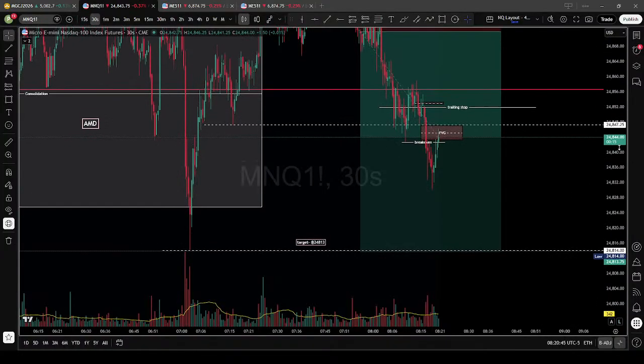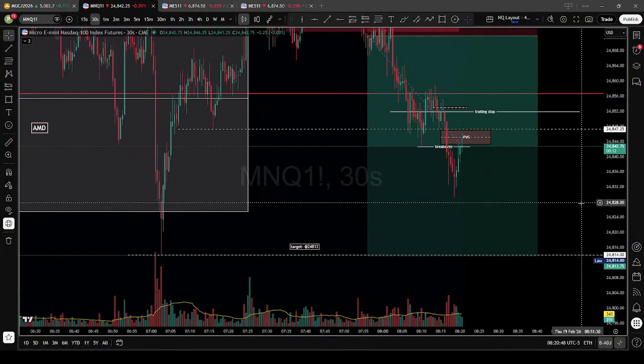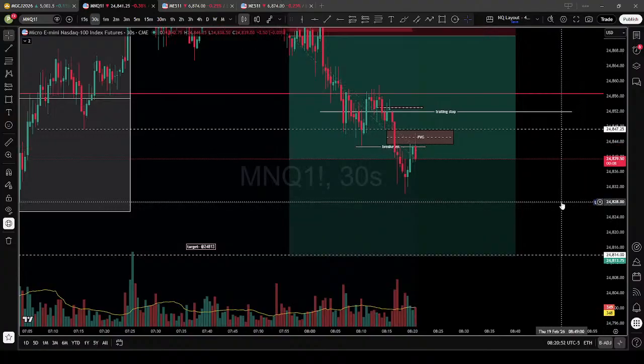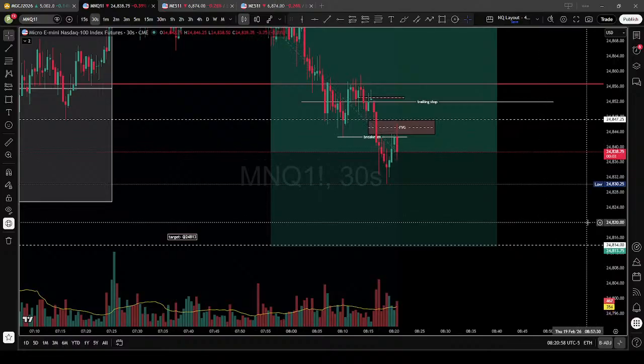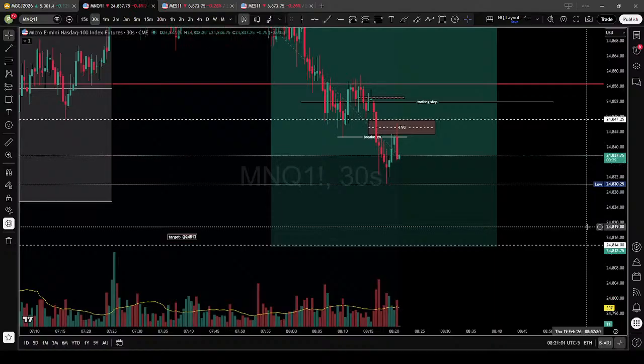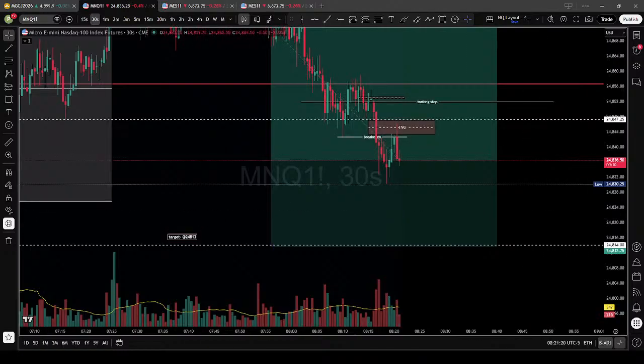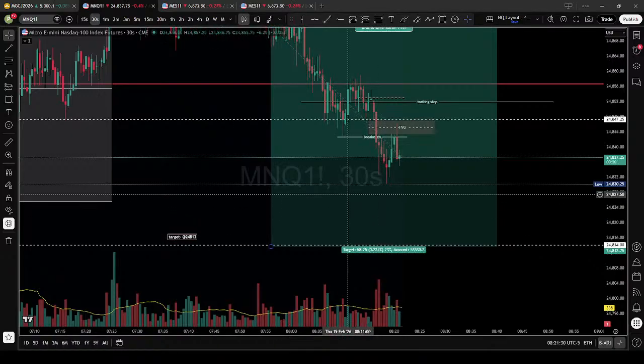Price has tapped into this fair value gap. We're watching this fair value gap. If this fair value gap gets inverse, then we will be exiting the position. I've closed my full position here.